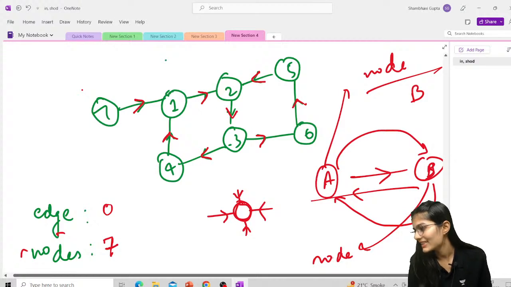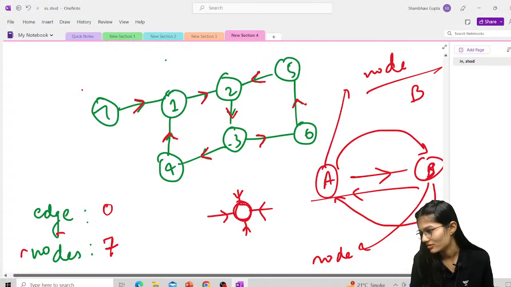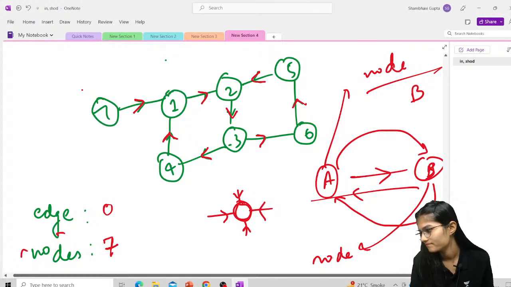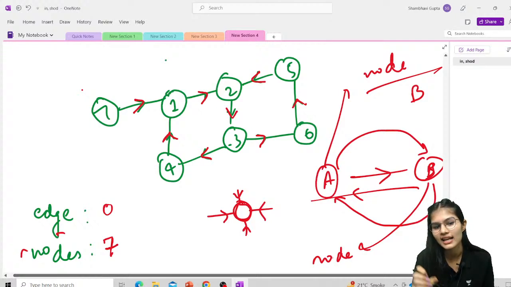Mikesh, in total 7 nodes, 0 edges. Again remember, 7 nodes, 0 edges. Okay, because every one of the nodes is having its own branch over here. Okay Mikesh, every one of these is having a different branch, so that is 7 nodes, 0 edges.